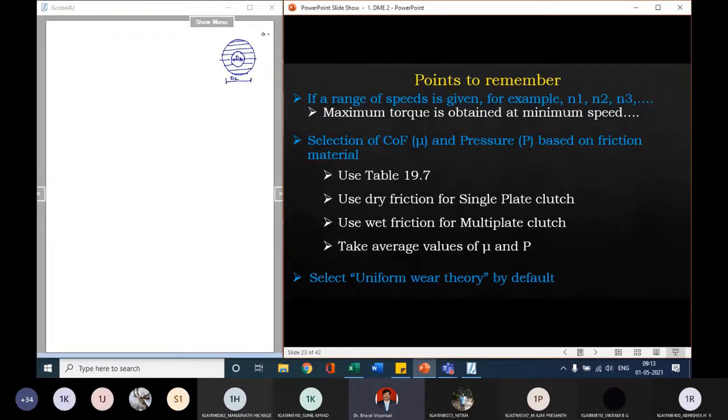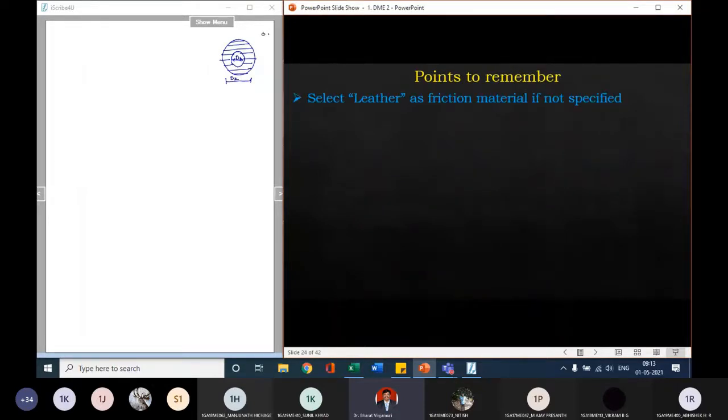Next, select uniform wear theory. By default, until specified, you will be going for uniform wear theory. Next, if the friction material is not given, select leather as a friction material if he has not specified anywhere. So leather on steel, then go to table number 19.7. After going to table number 19.7, you will be selecting the value of mu and value of P. Once again, it depends on the type of clutch. If it is a single plate clutch, you go for dry friction, and if it is a multi plate clutch, you will be going for wet friction.